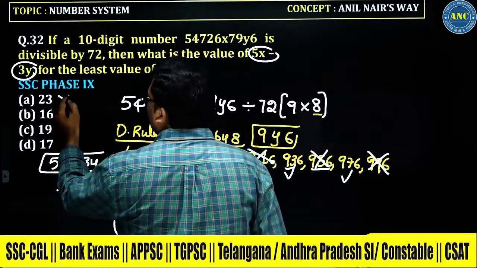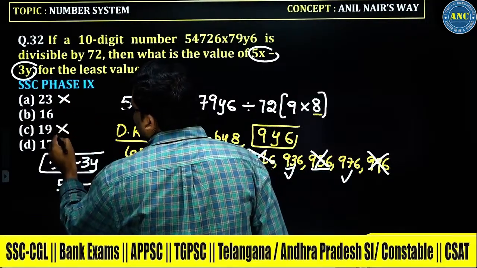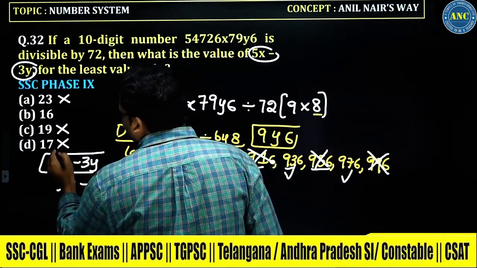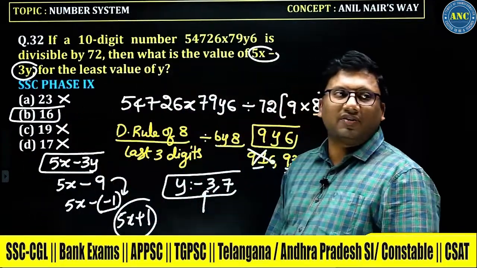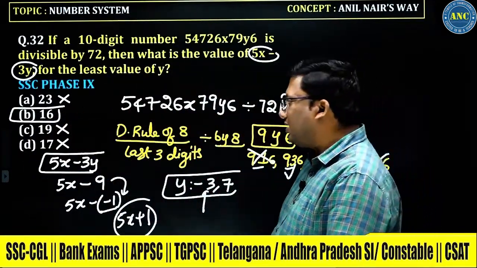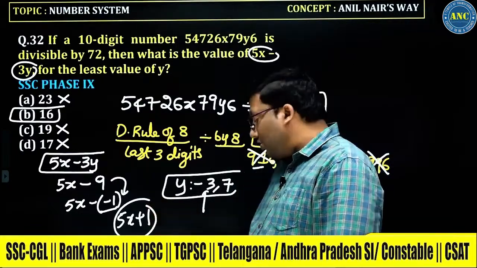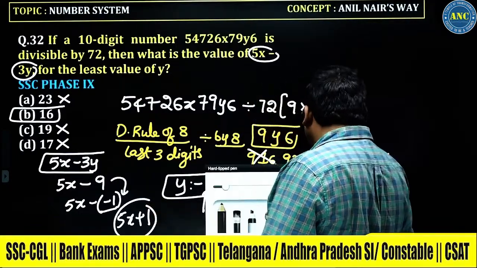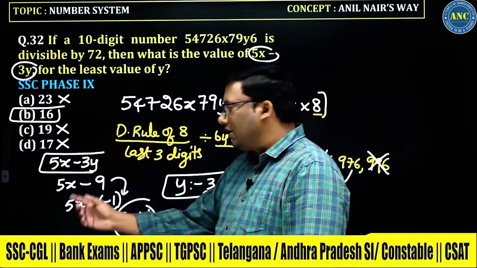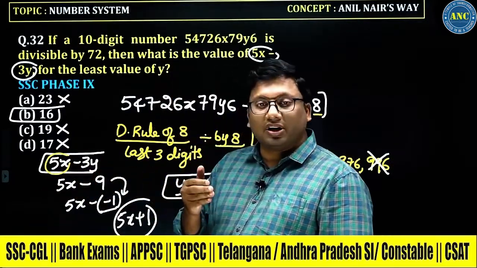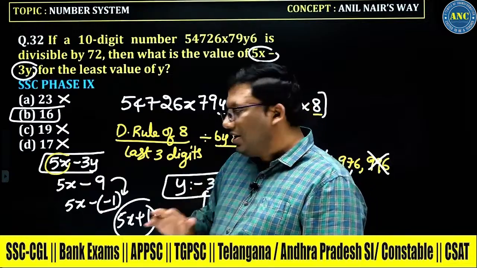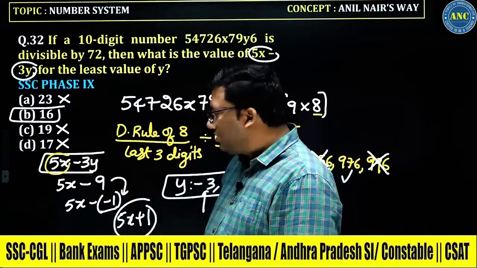5 4s are 20, remainder 3. 5 3s are 15, remainder 4. 5 3s are 15, remainder 2. You don't need to find the value of x. Directly, the answer when divided by 5 should give a remainder 1. Again I am repeating: 5 into something means it is divisible by 5.